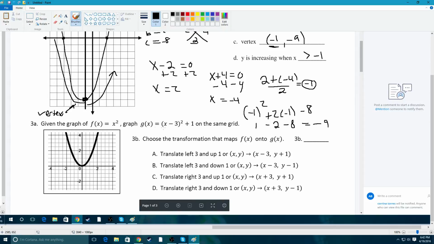Okay. Number 3, choose a transformation. Okay. So we're going to look at this function, and we see that g of x has a vertex of +3 and a +1. So that means we went +3 in the x direction, and we went +1 in the y direction. So +3 in the x direction, +1 in the y direction. Our answer is C.